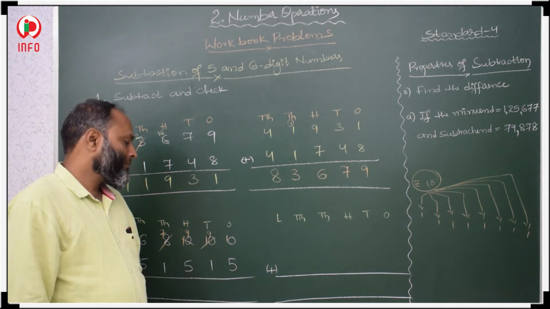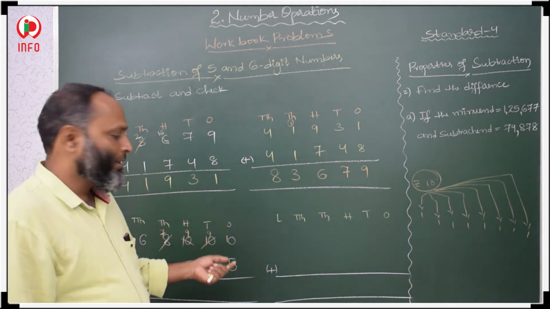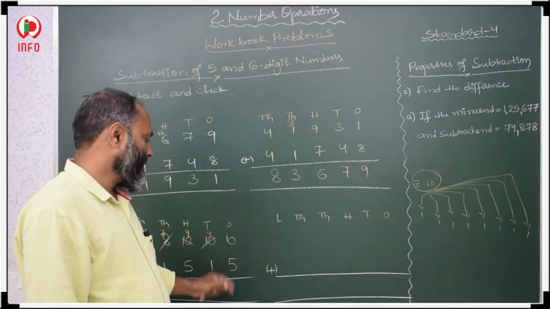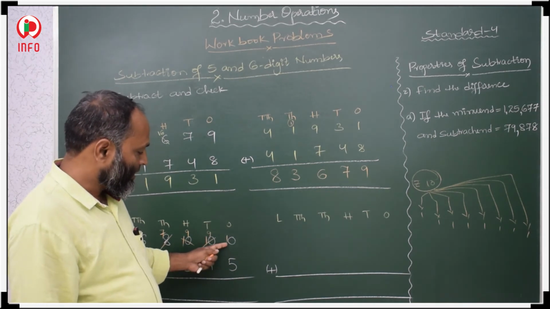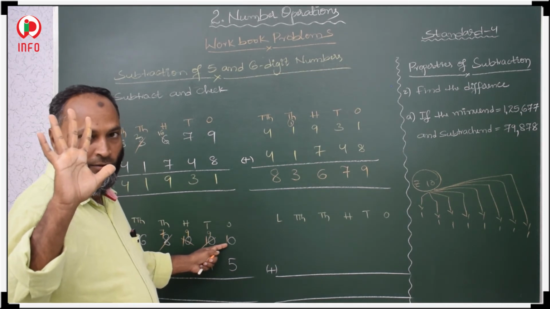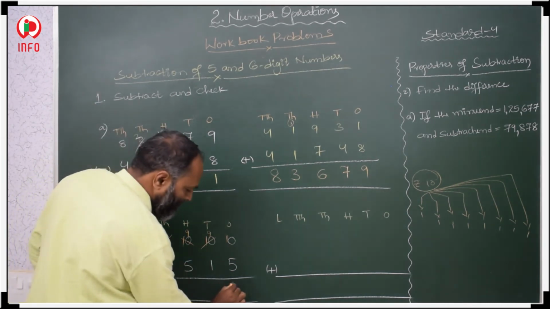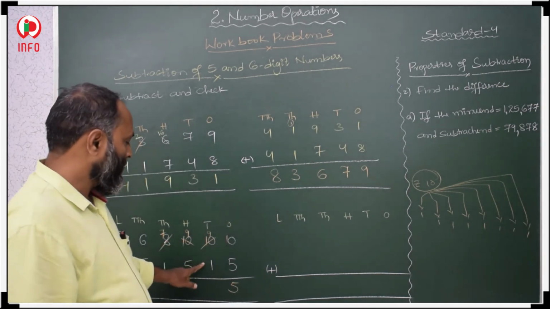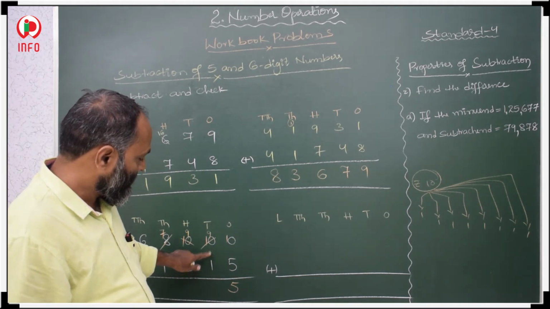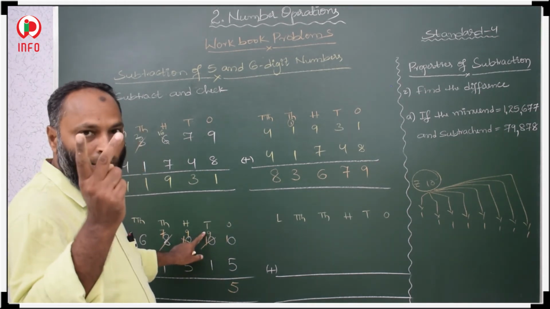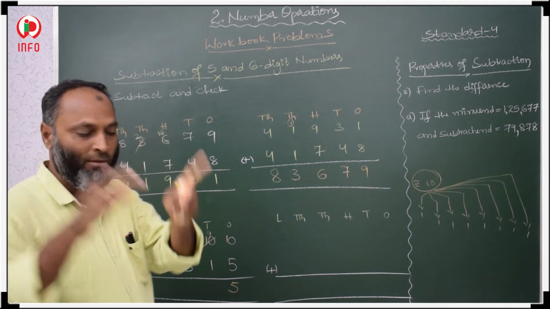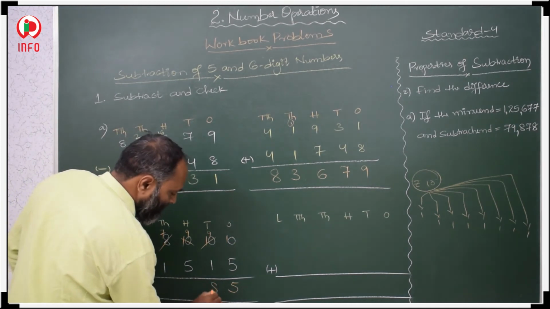Now 10 minus 1. Now this is bigger than this, which means my minuend digit is bigger than the subtrahend digit. 10 minus 5 is how much? From 6 to 10 you have to count: 6, 7, 8, 9, 10. How much? 5. That 5 you have to write here. 9 minus 1. 9 is bigger, so you can subtract. From 2 to 9 you have to count: 2, 3, 4, 5, 6, 7, 8, 9. How much? 8.